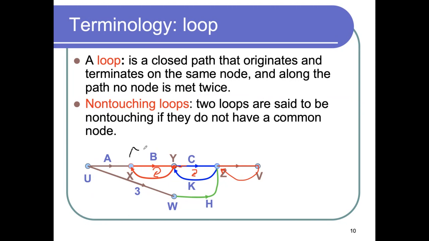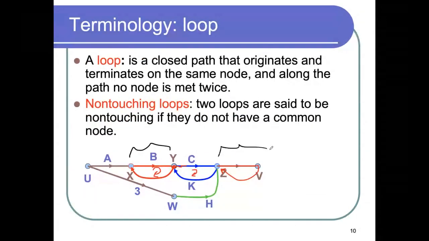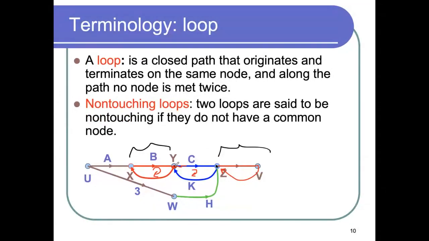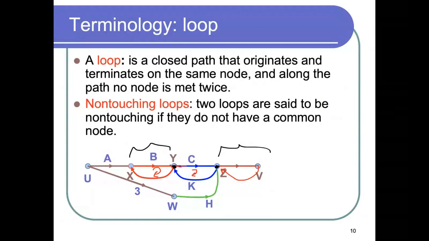Then we have what's called the forward path, which is a path from the source to the sink. And we have a path gain, which is the product of the gains of the branches that make the path. So the path gain here is ABC, and the path gain here is 3H. This is the path gain. So I multiply the transfer functions. I don't multiply the values in between, which are represented by nodes.